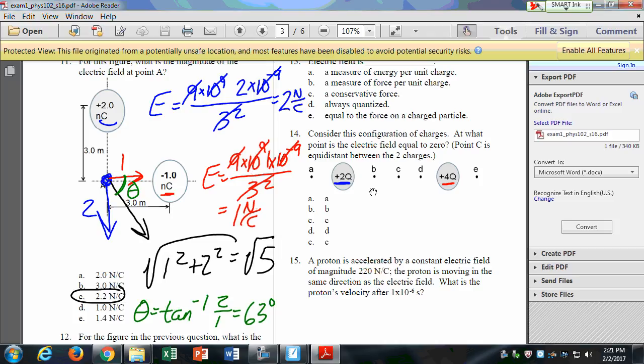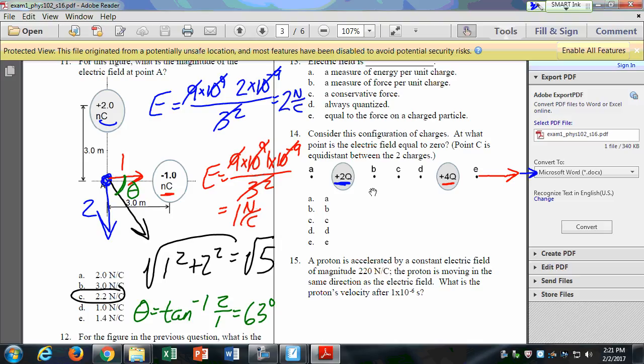Due to the red charge at point E, the electric field is in this direction. Due to the 2q charge, it's in that direction. I drew it smaller because the charge is smaller and I'm farther away. But look, those two vectors on the right-hand side will never go to 0 because they're both always going to be pointing to the right. They'll always add up to something. Let's try in the middle now.